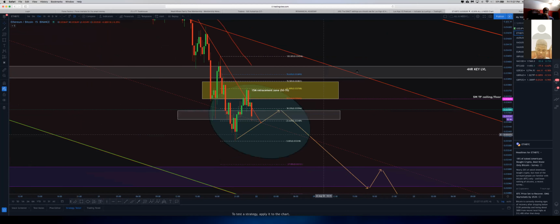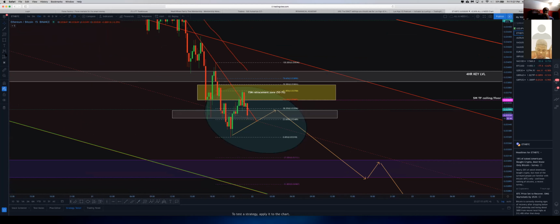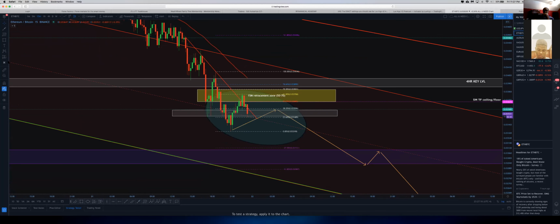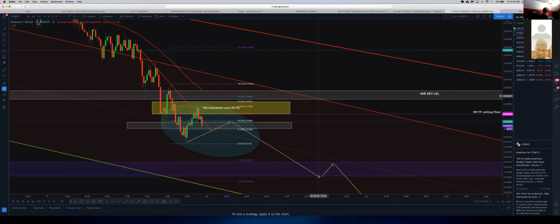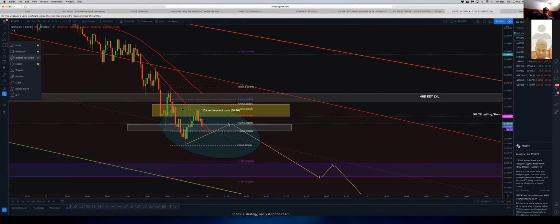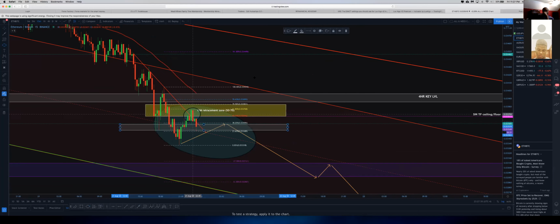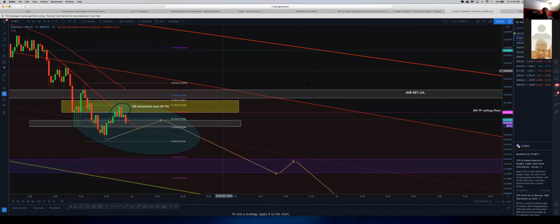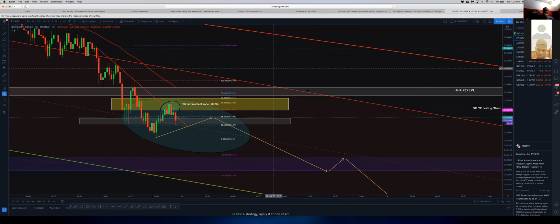Yeah, definitely missed it, I think. I think the entry really would have been somewhere up here. Just because I know that retracement zone is so strong, and it didn't break through, it rejected off. I probably would have gone in for a sell when I saw the bearish price action. But that's all I wanted to share for now.